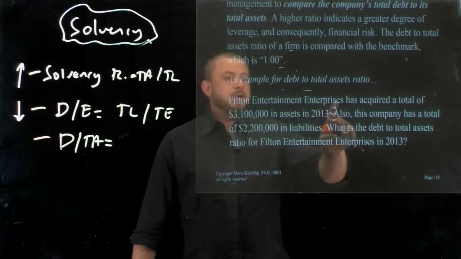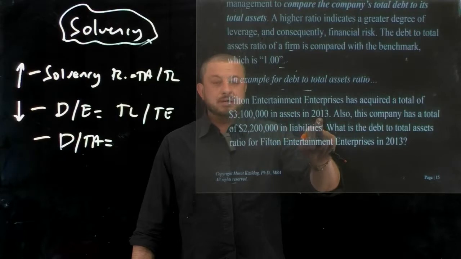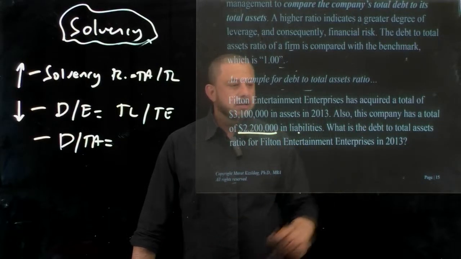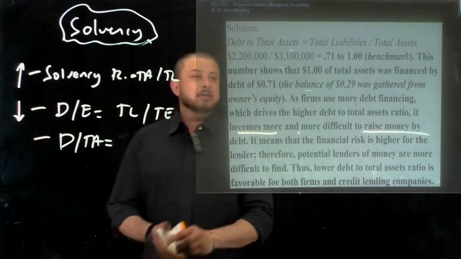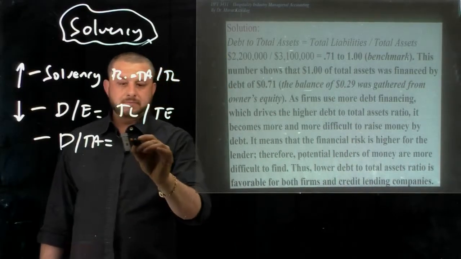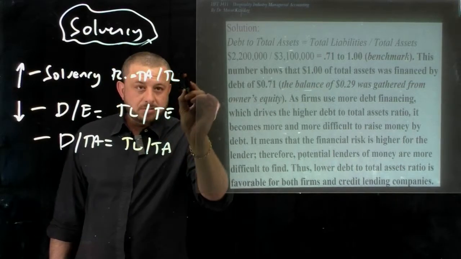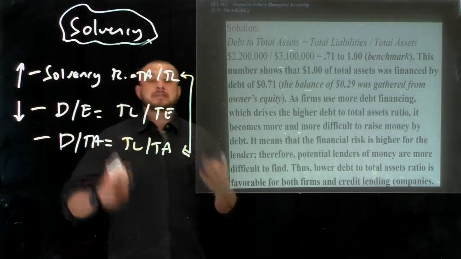Filton Entertainment Enterprises has acquired a total of $3,100,000 in assets in 2013, and we have this amount of money in liabilities. What is the debt to total assets ratio for Filton? Very easy. Take a look at this. Total liabilities over total assets, right? Very similar to this. Don't get it confused, okay? Because we are interpreting different things right now.